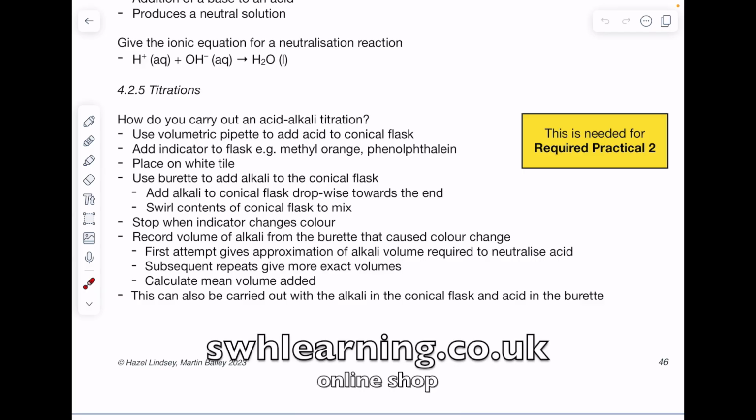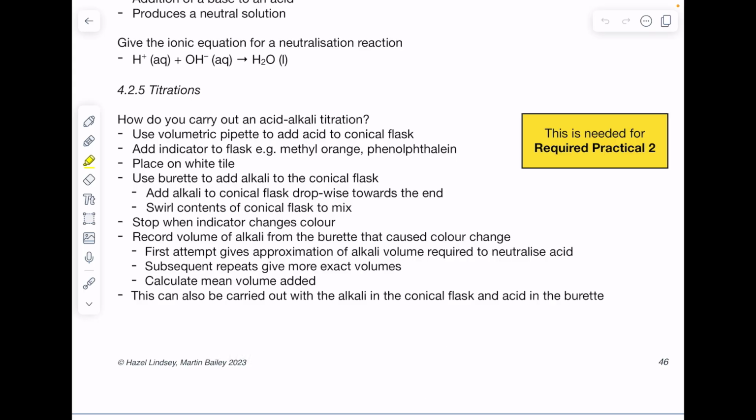So if you look at this page of my revision guide, it's worth learning this method off by heart. We're using a pipette, in this case, to add acid to a conical flask. Then we'll add a few drops of indicator such as methyl orange or phenolphthalein. We place it on a white tile, as I said, in order to see the colour change.